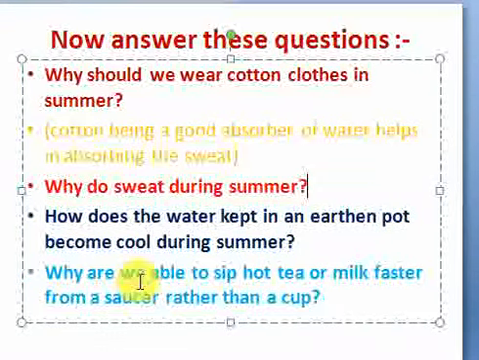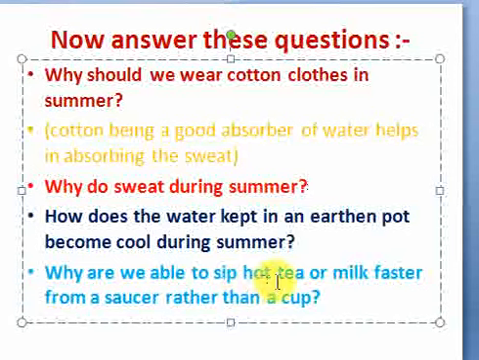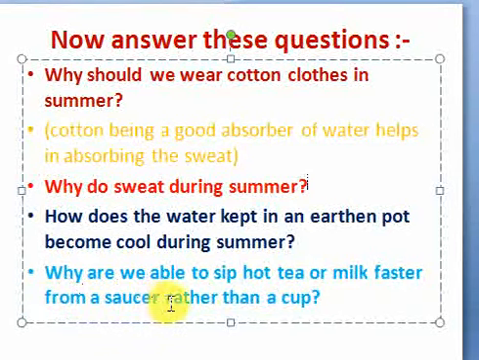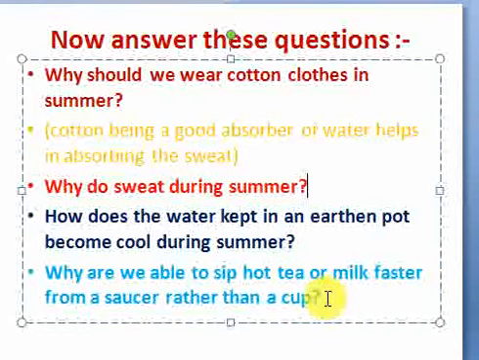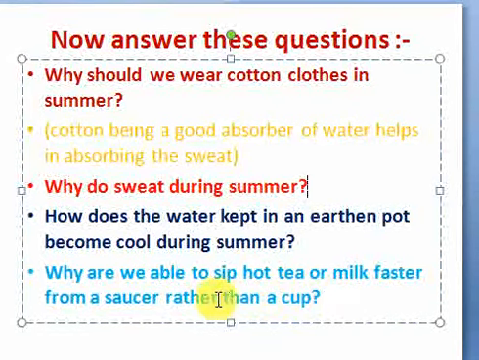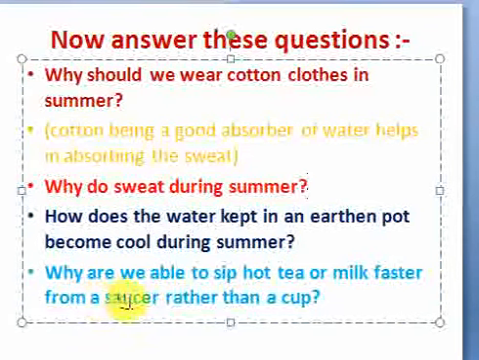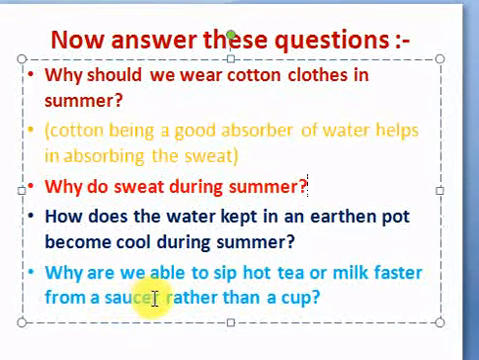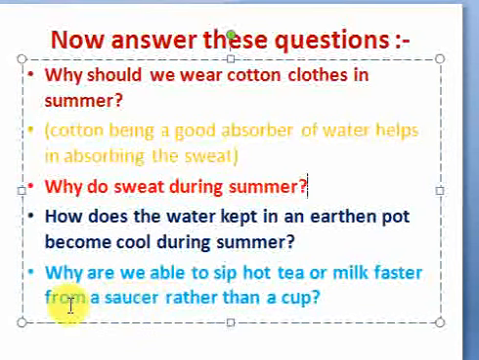Next question, why are we able to sip hot tea or milk faster from the saucer rather than the cup? The cup has less surface area for evaporation, whereas the saucer is wider in shape, so a large surface area is provided for evaporation. As the evaporation rate is more, the hot tea or milk gets cooled very quickly. So if you place hot tea or hot milk in the saucer, it gets cold quickly.